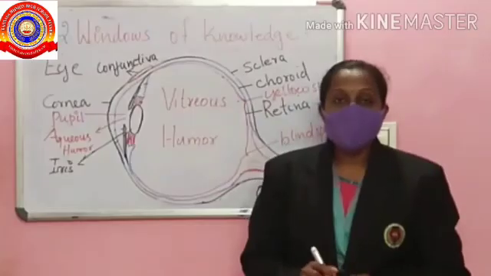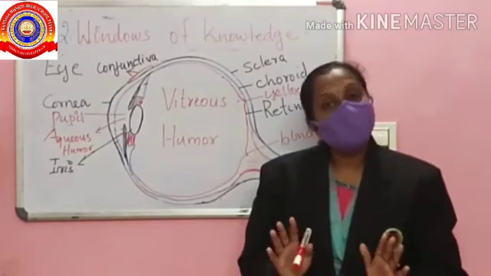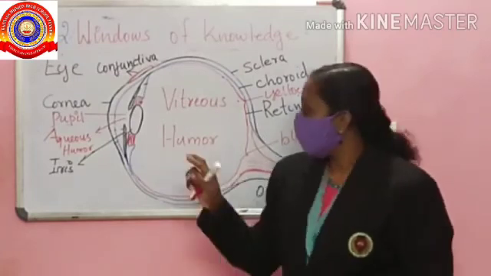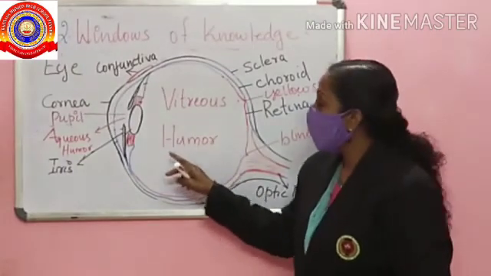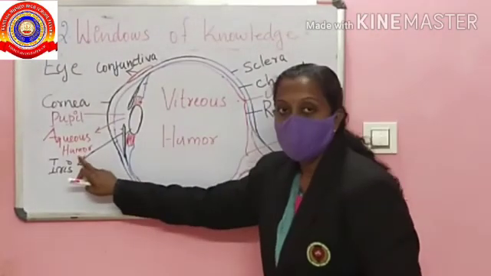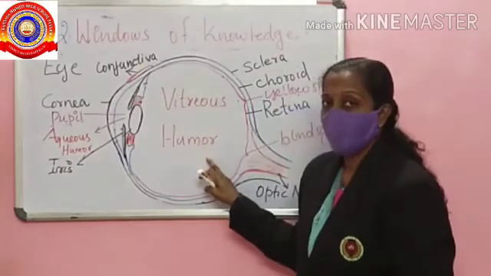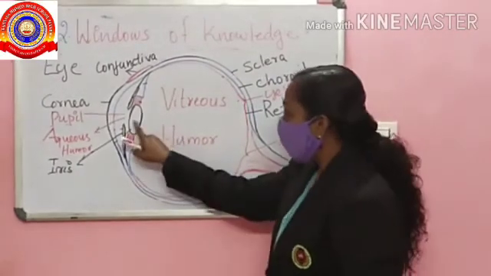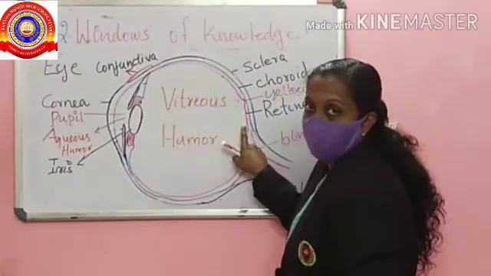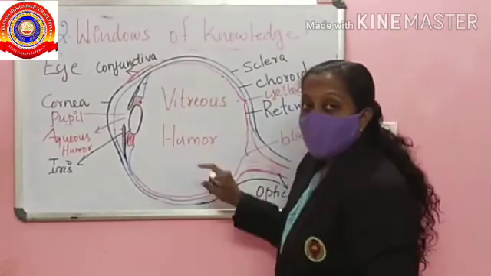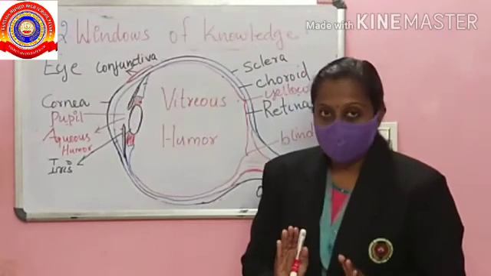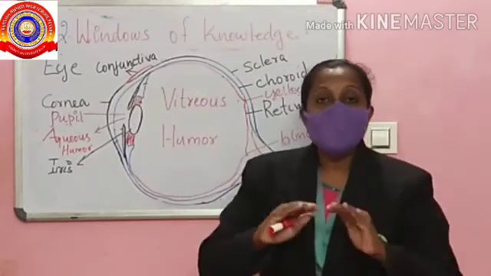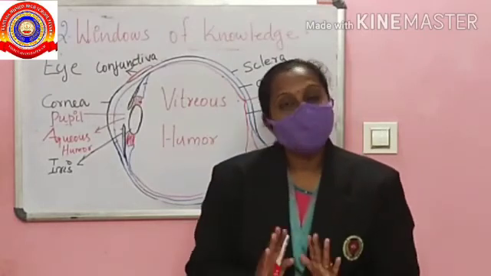Next topic is the fluid present in the eye. There are two fluids present in the eye. One is the vitreous humor and the second one is the aqueous humor. The vitreous humor is seen between the lens and the retina, and it is a jelly-like substance. The function of vitreous humor is it maintains the shape of the eye.